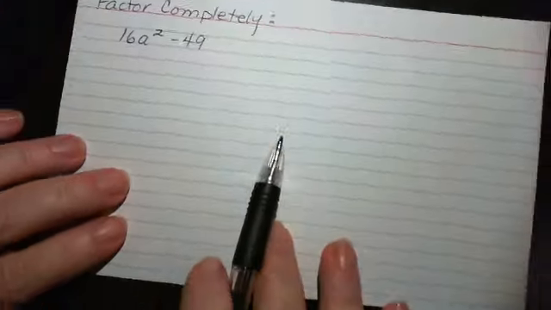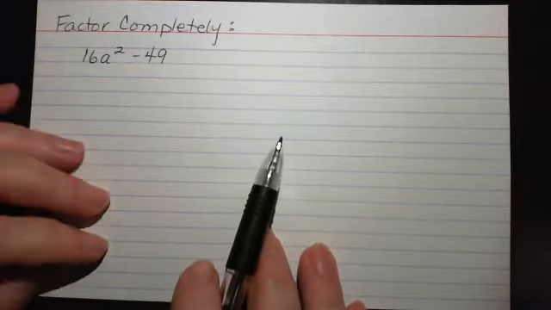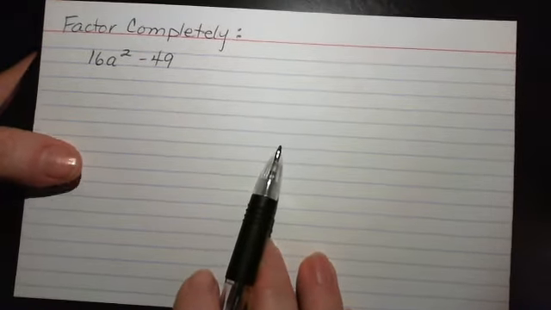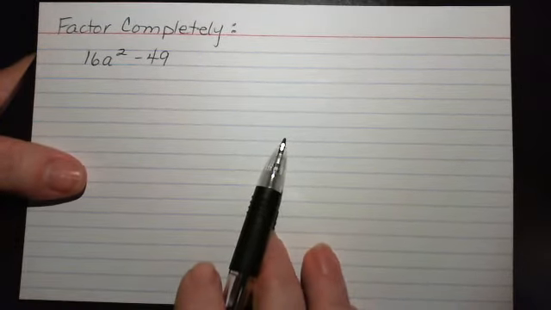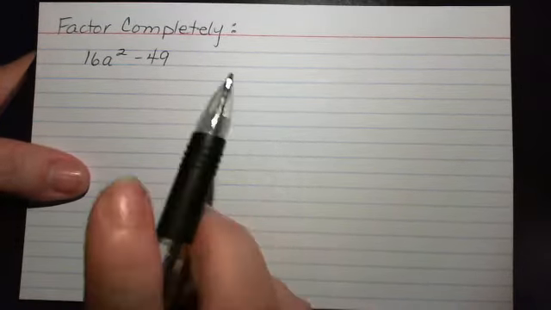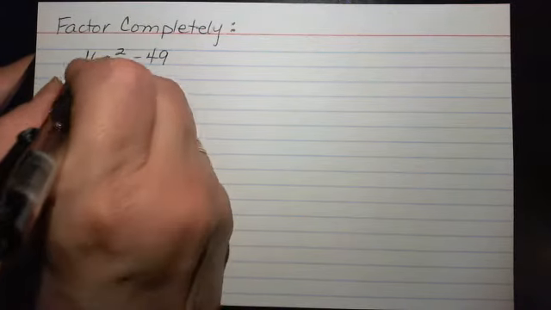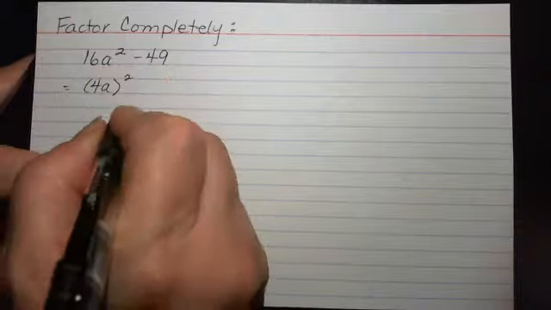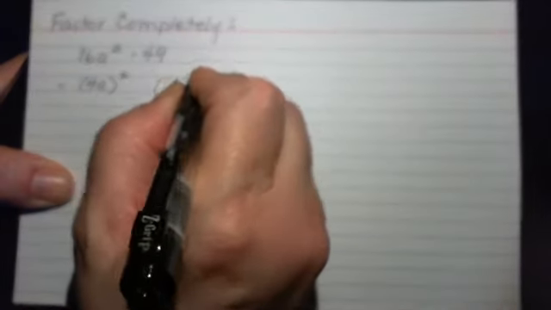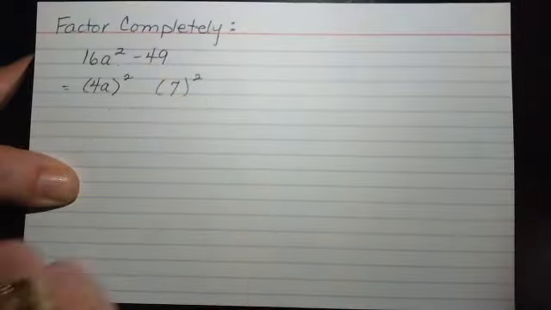Okay, let's look at this one. Factor completely. Let's count the terms here. We have a binomial. Okay, so factoring a binomial means that we definitely need to look for patterns. So let's take a look at that. We see a square here. So could we say, what is it we square to get 16a squared? We square 4a. Is there anything we can square to get 49? Yeah, we can square 7.